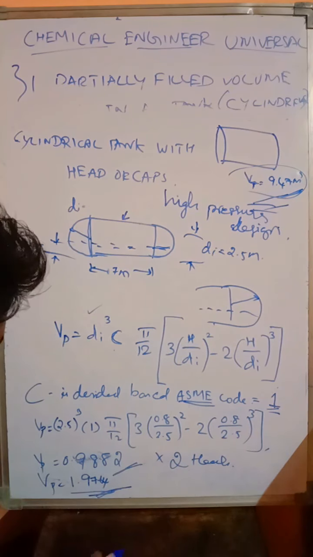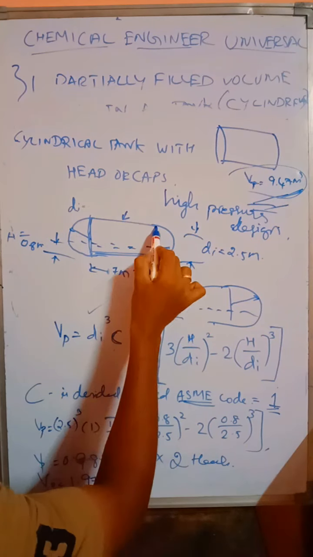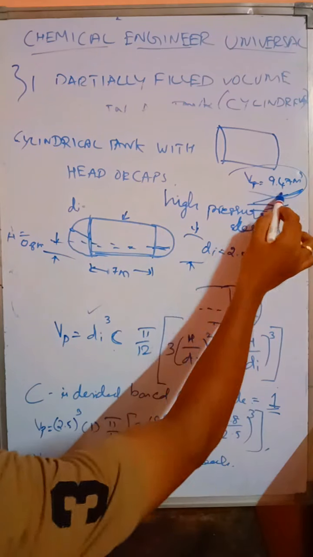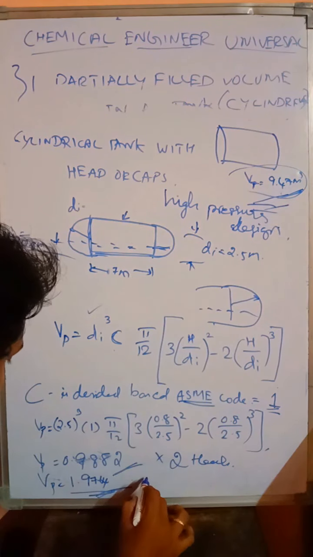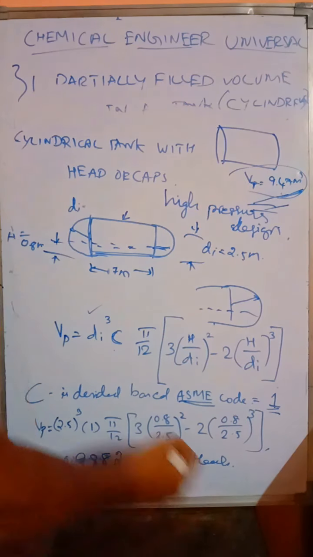So now we have both the heads, and we have calculated this volume just like we calculate for flat heads. So this one we have the previous calculation 9.47. So just add it, 9.47.